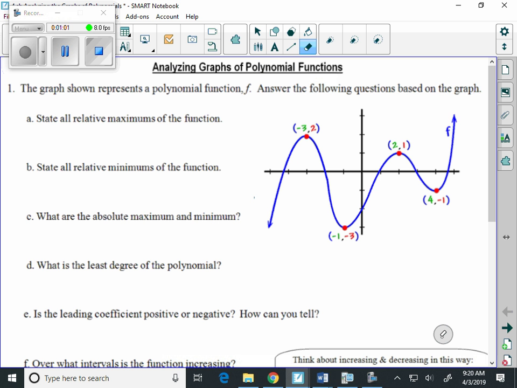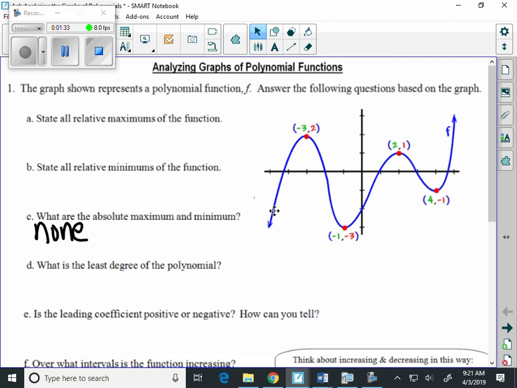And on the right, we're going to keep going up. And because we keep going downward and we keep going upward, we do not have an absolute maximum, nor do we have an absolute minimum. An absolute maximum is the highest point on the graph. An absolute minimum is the lowest point on the graph. And we have some high points in the graph and some low points in the graph, but they're not the highest point or the lowest point.